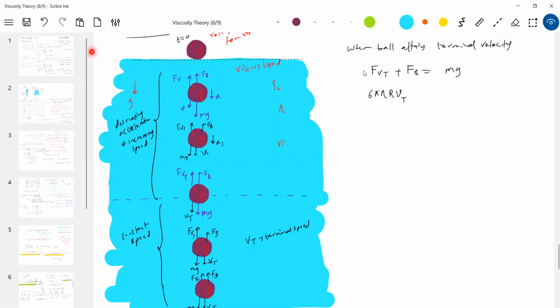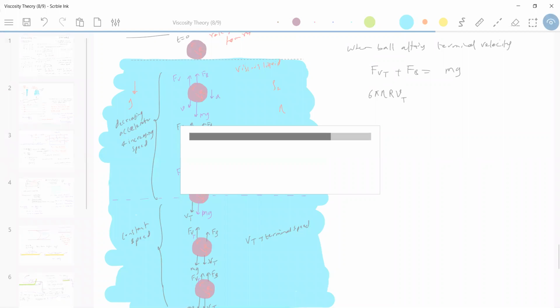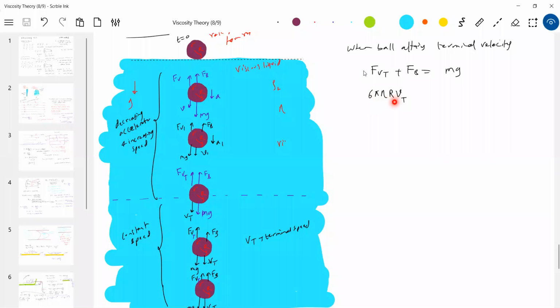For that, Stokes has proposed a law. The viscous drag acting on the spherical ball is given by 6 pi eta r v. Don't ask, sir, at what distance. It is an infinite liquid, so I should call this an infinite boundary. For that, Stokes has proposed this formula.